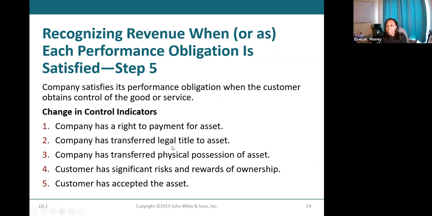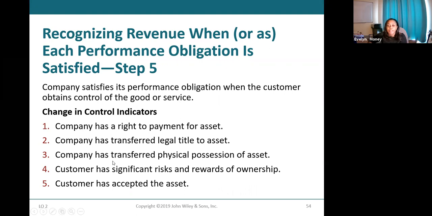If the company has transferred legal title to the asset, so they've signed it over to the customer. Once the customer has a legal title, they also have the risks and rewards of ownership. They can do what they want to do with it because they now own it. So those two kind of go hand in hand, but those are indicators that the earnings process is complete.